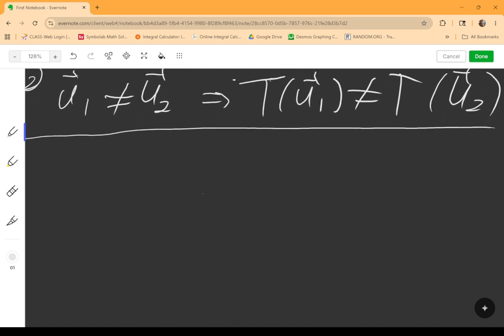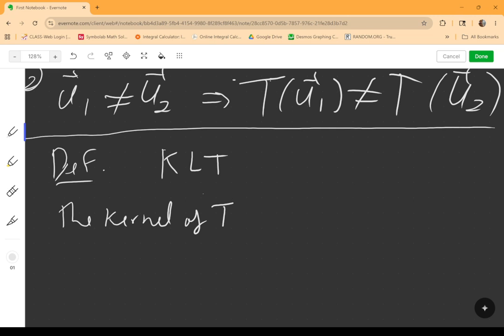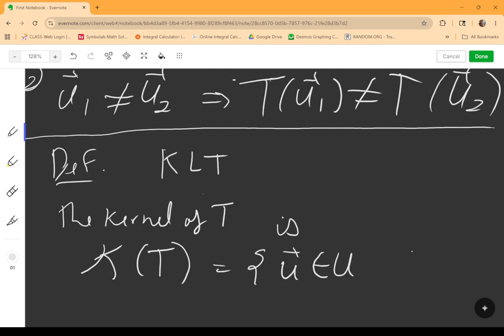Now the kernel, I want to define KLT, the kernel of a linear transformation. So we define the kernel of T, using the notation K of T, as the set of elements U in the domain such that T of U is equal to the zero vector.